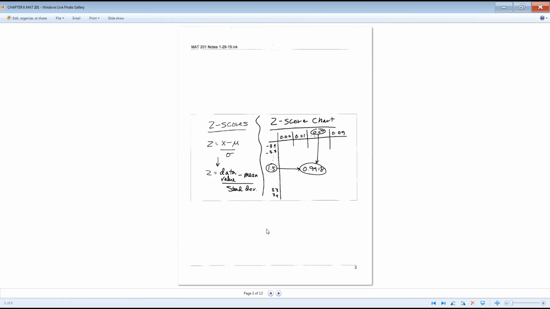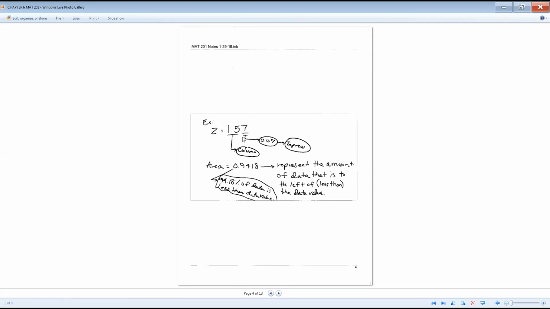Then we're going to have a z-score chart, which I already sent to you. Let's say we have a z-score of 1.57. We're going to round all of our z-scores to 2 decimal places. So if I have 1.57, the 1.5 will be represented on the left column, and the 0.07, or the 7 in the hundredths place, will be on the top row.